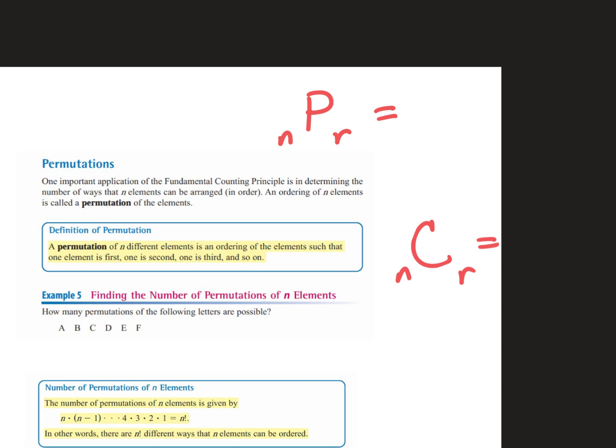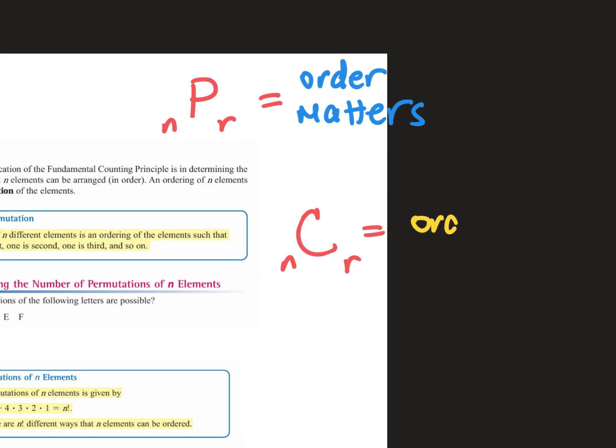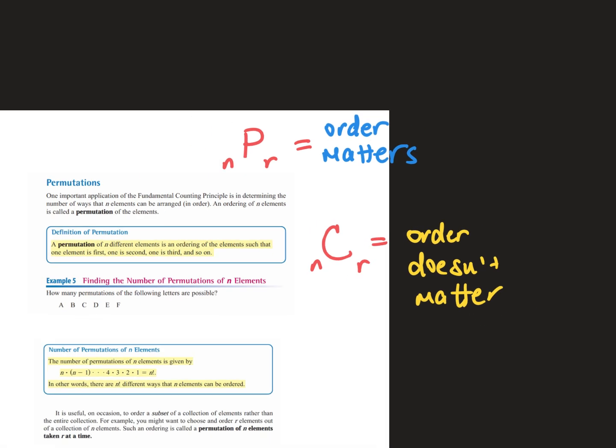I want you to write this down, and I'm going to say this 100,000 times. In a permutation, order matters. In a combination, order doesn't matter. When you guys take your test, you're going to have to ask yourself these questions. Permutation is when order matters.